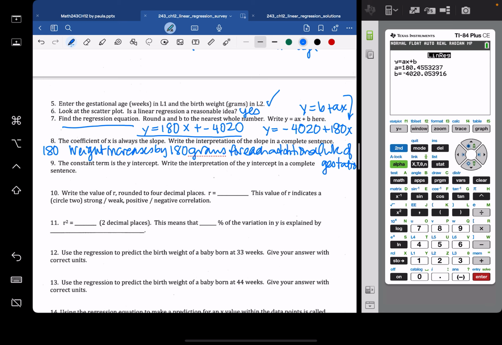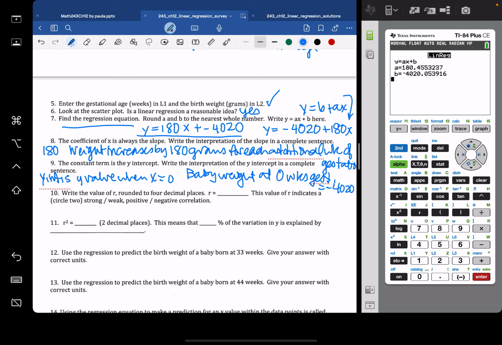The constant term is the y-intercept. The y-intercept is the y value when x is 0. So this is the baby weight at 0 weeks of gestation. And this is saying that it would be negative 4,020 grams, which again doesn't make any sense. You can't have a negative baby weight. And so don't worry, the y-intercept often doesn't make sense.